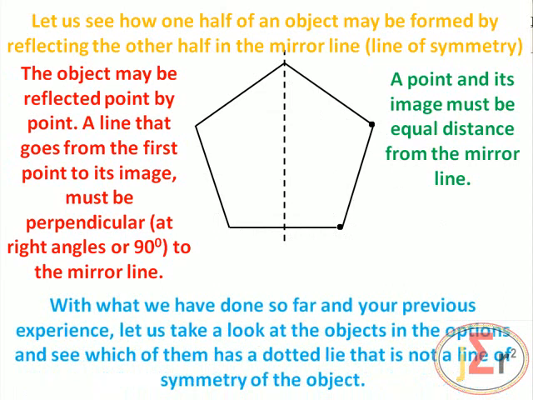With what we have done so far and your previous experience, let us take a look at the objects in the options and see which of them has a dotted line that is not a line of symmetry of the object.